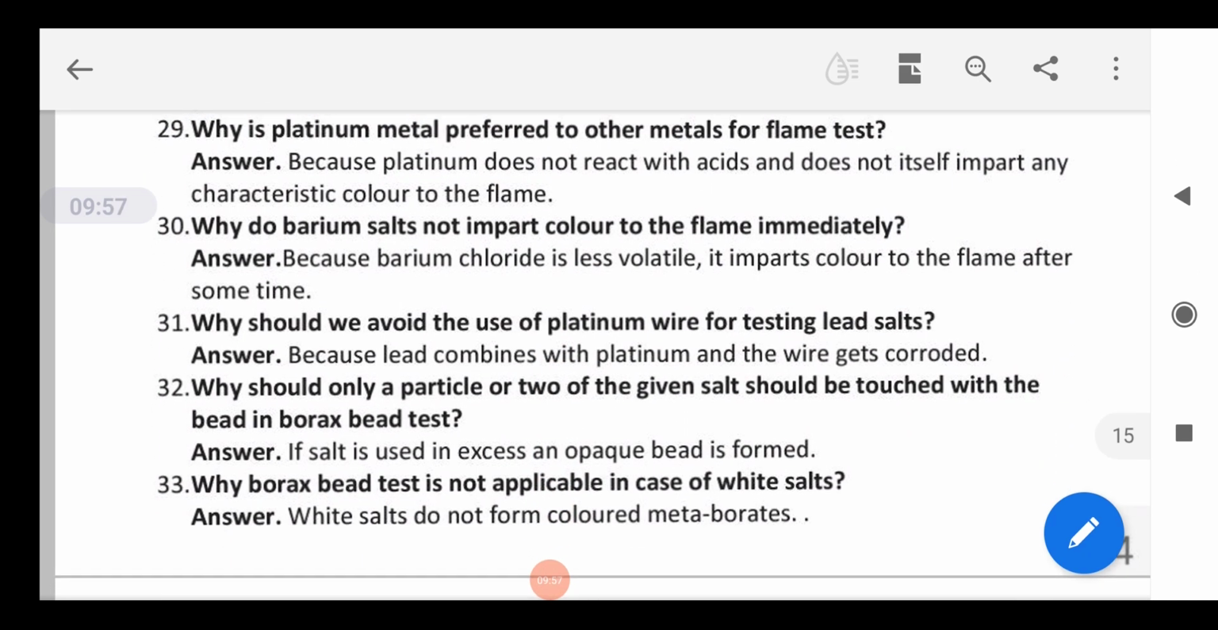Question number 30. Why do barium salts not impart color to the flame immediately? You know, barium chlorides are less volatile, so it takes some time to impart color to the flame.